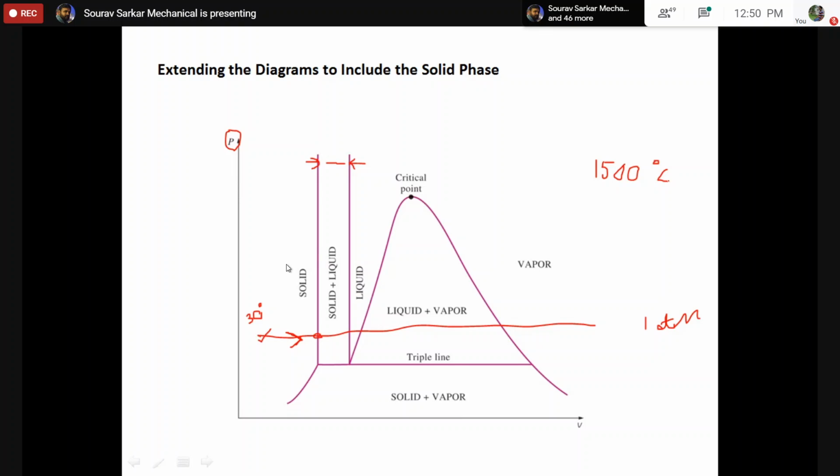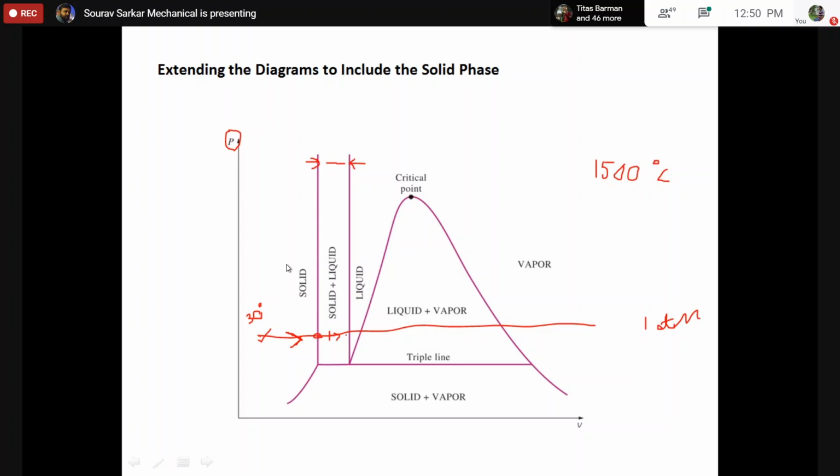So at 1500 degrees Celsius, the melting will start. So now, slowly, what will happen? Some part will remain solid and the rest of the remaining part will slowly melt. But during that process, the temperature will remain constant.